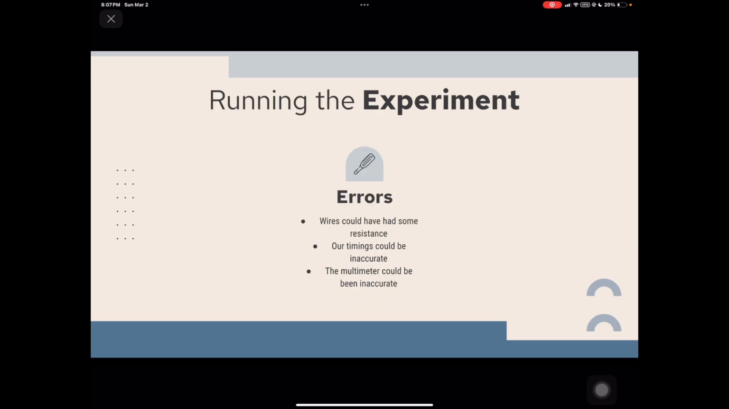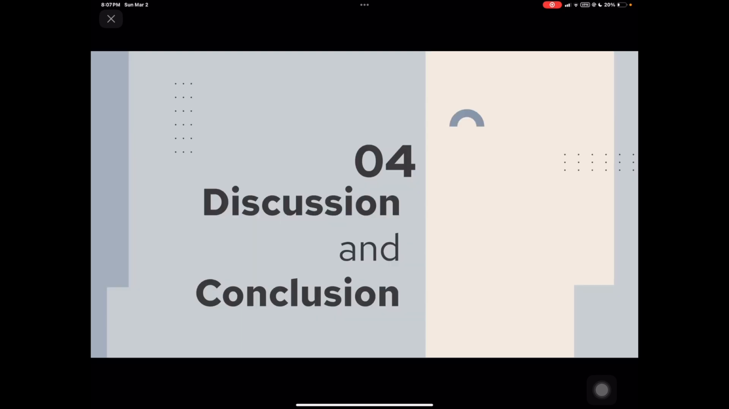So, errors running this experiment. There are possible errors because our predicted ideal values and our measured values were different. This could possibly have been because there was some resistance in our equipment like the wires or the multimeter. Our timings could have been inaccurate when we timed the brightness of the light bulb, and the multimeter could also be inaccurate in its actual measurements.